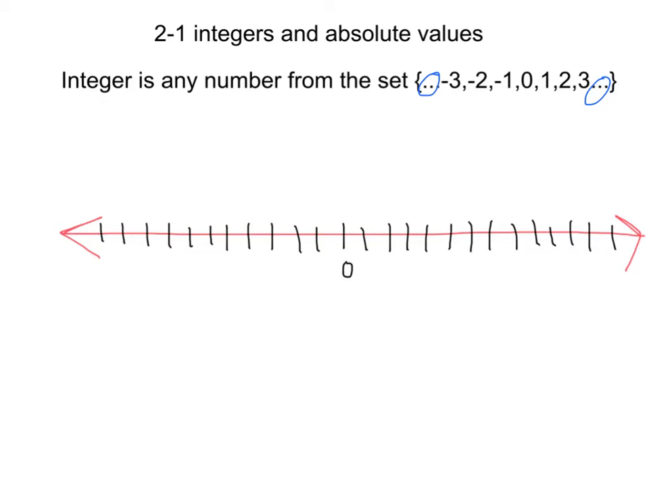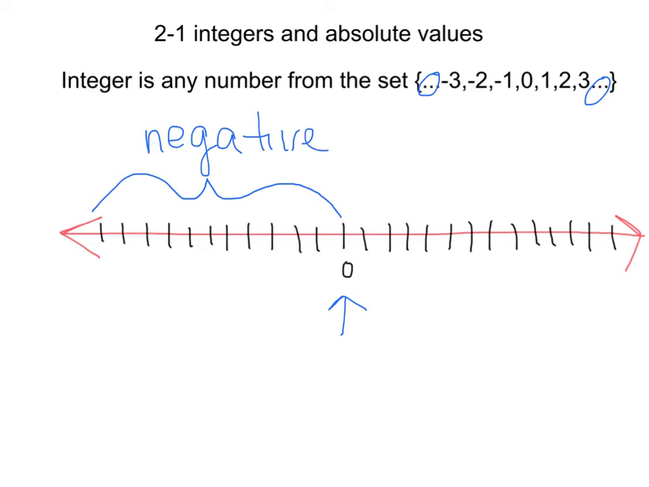So here we have a number line, and we have 0. This is neither positive nor negative. So 0 does not have a sign that goes with the number. All of the numbers to the left of the 0 are negative numbers, and all the numbers to the right of the 0 are positive numbers.